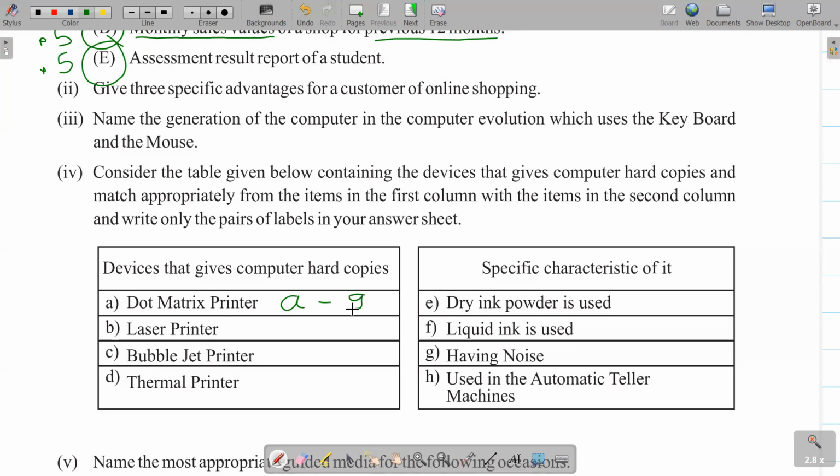And laser printer: dry ink powder is used. So that means for B, E is the answer. And bubble jet printer: liquid ink is used. For C, it is F. And thermal printer, used in automated teller machines. Yes, so for D, H is going to be the answer. Again, each and every part will give you 0.5. So that's how the 2 marks are constructed.